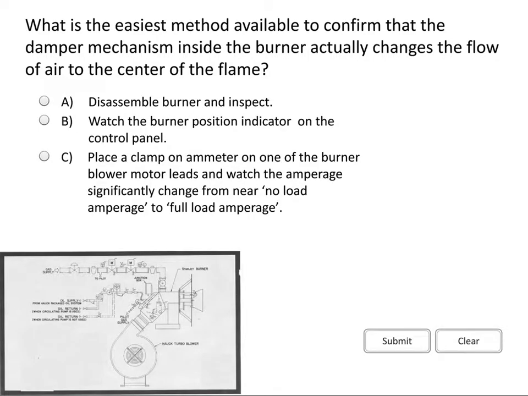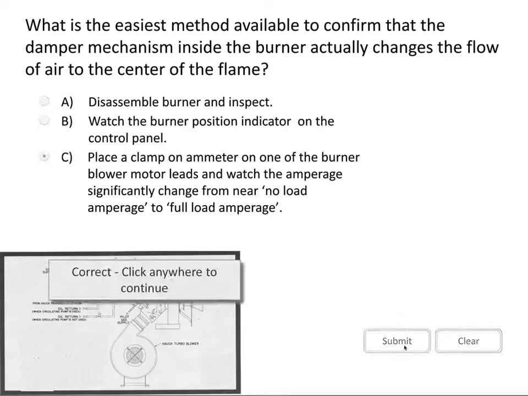What is the easiest method available to confirm that the damper mechanism inside the burner actually changes the flow of air to the center of the flame? The correct answer is C. Place a clamp-on ammeter on one of the burner blower motor leads and watch the amperage significantly change from near no-load amperage to full-load amperage.